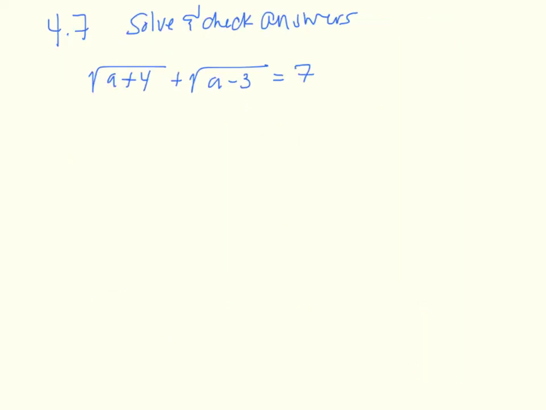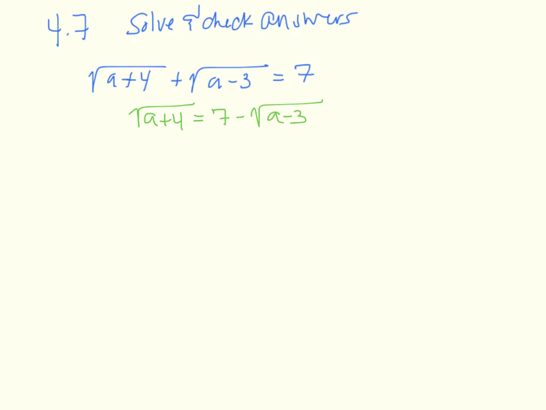Okay, and then the last thing we did was solving radical expressions. So our first step here is to isolate the radical on one side and then square the equation or cube the equation to get rid of it. Now when I have two radicals, I'm going to need to do that process twice, and I'm going to start by getting at least one of them by itself. So I'm going to move the root a minus 3 over. I'm going to have root a plus 4 equals 7 minus root a minus 3.